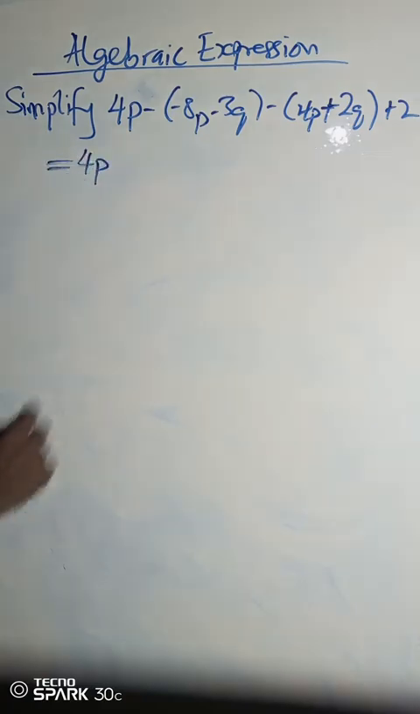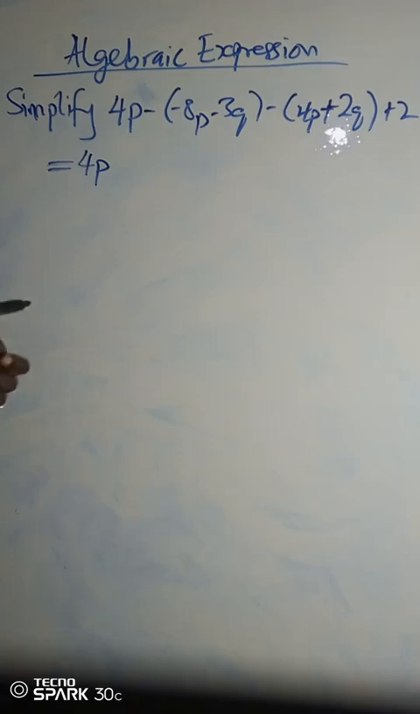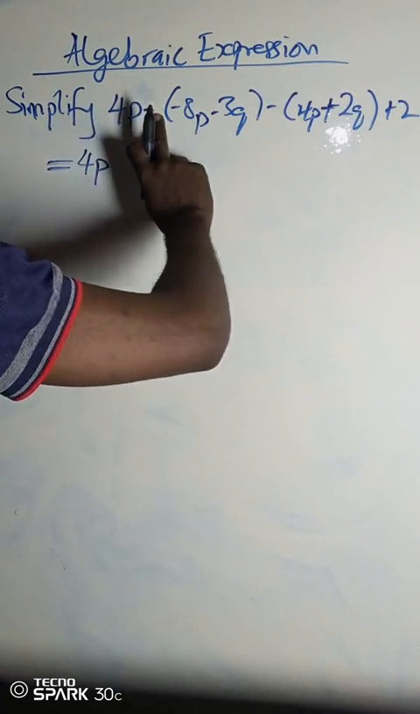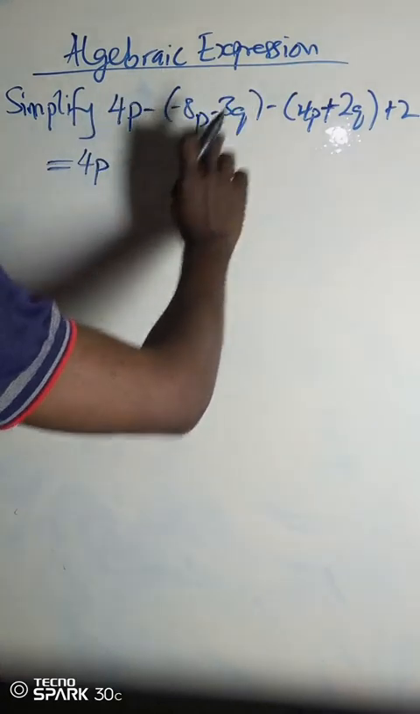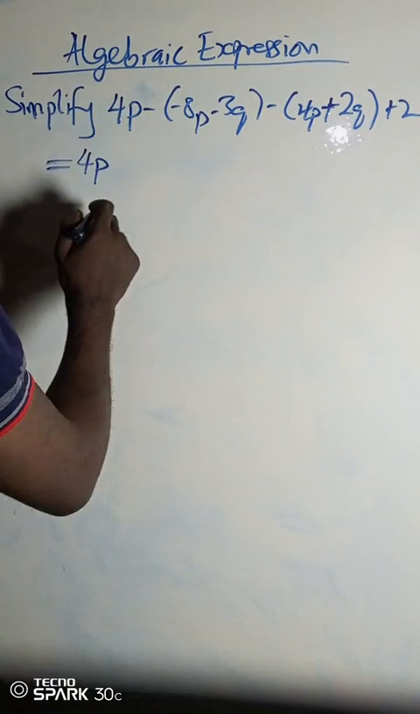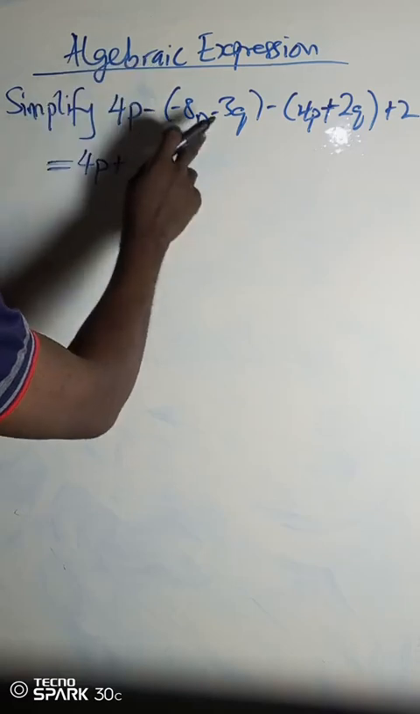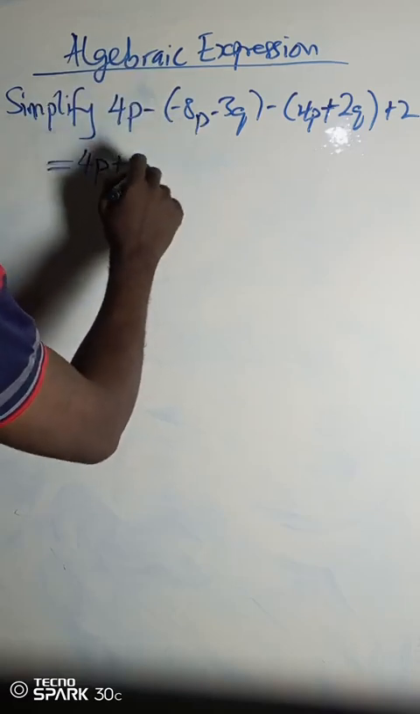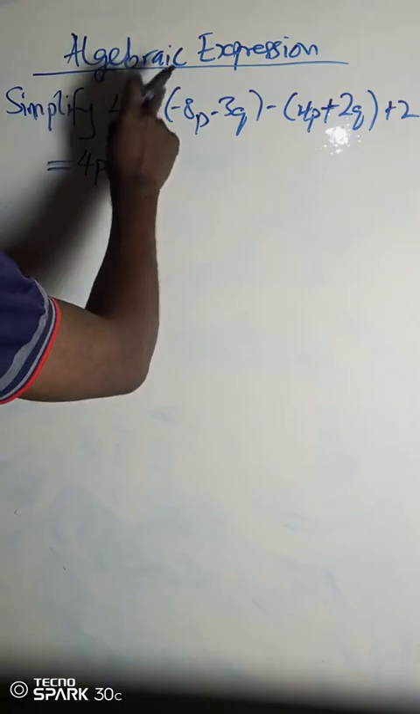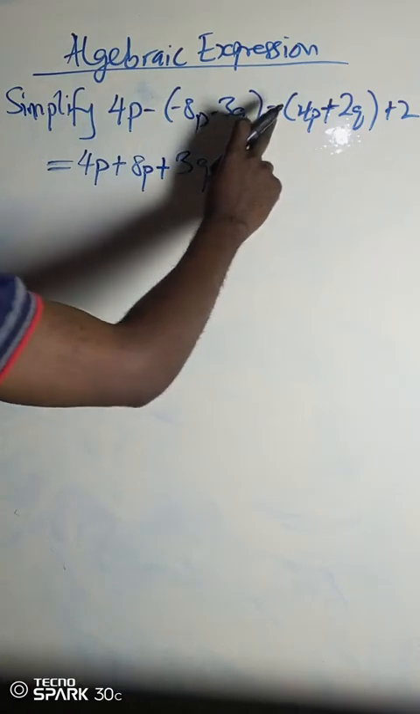We have 4p. What do we need to do first? We have to remove the brackets. Okay, how do we remove the bracket? We multiply the terms outside the brackets with all the terms within the brackets. So here we have minus multiply minus. What will give us? Plus. There is an invisible 1 here. 1 multiply 8p. That is 8p. Minus multiply minus. It gives plus. 1 multiply 3q, 3q.